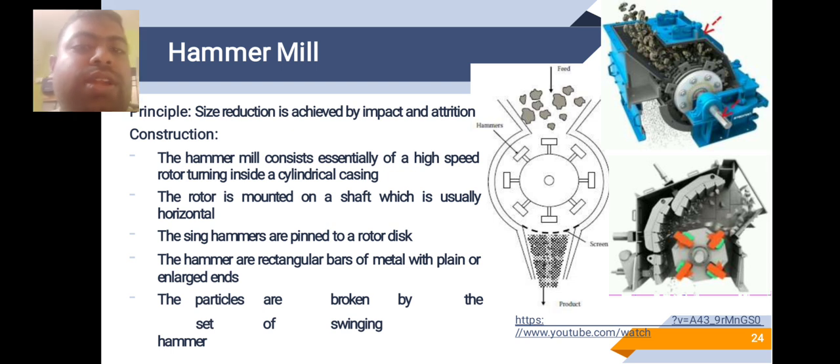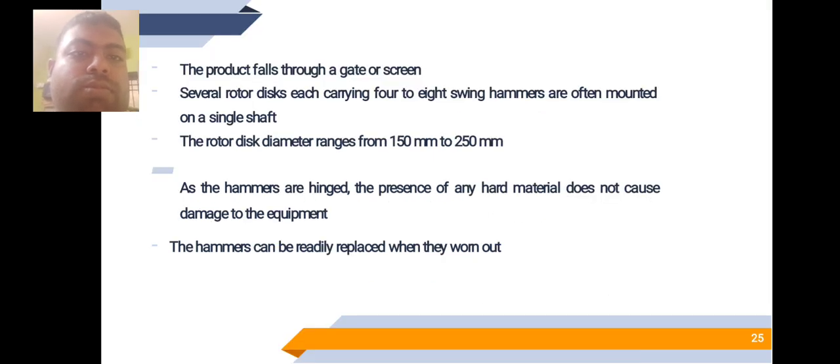On the right side of the diagram, you can see the diagrammatic representation of the hammer mill. The product falls through a gate or screen. Several rotor discs, each carrying 4 to 8 swing hammers, are often mounted on a single shaft. What they are saying is that each rotor has 4 to 8 swings, and the rotor disc diameter ranges from 150 millimeters to 250 mm. As the hammers are hinged, the presence of any hard material does not cause damage to the equipment. The hammers can be readily replaced when they are worn out. That is, if they have wear and tear due to a long period of working time, they can easily be replaced. That's what they are saying in this PPT slide.